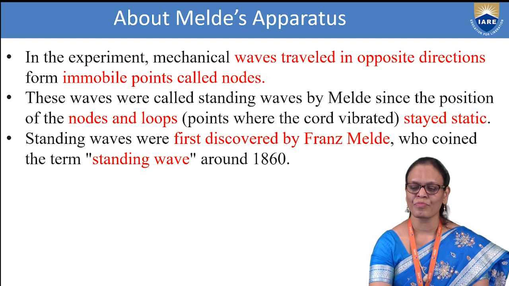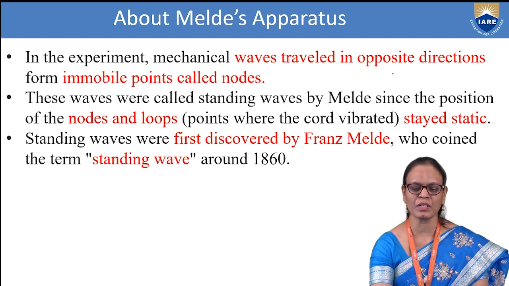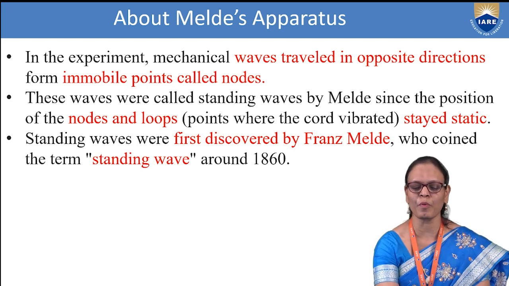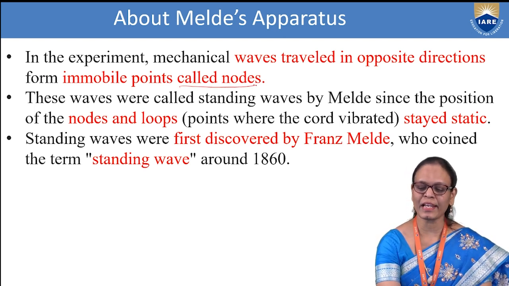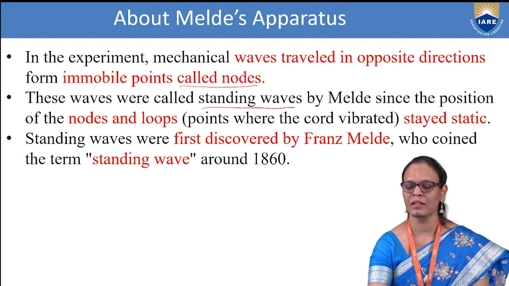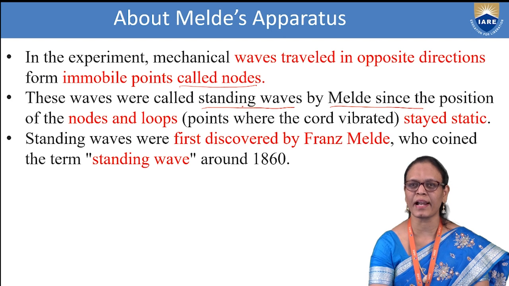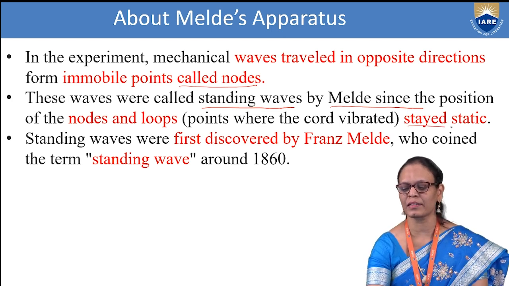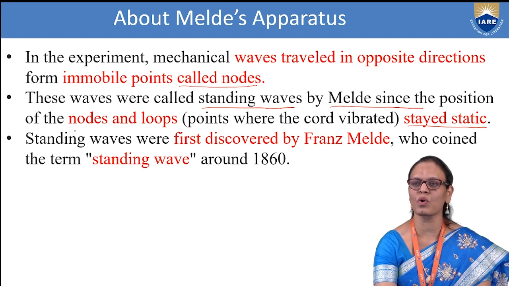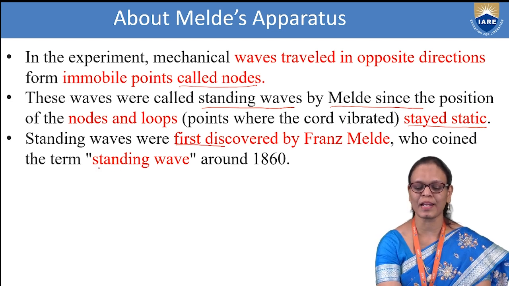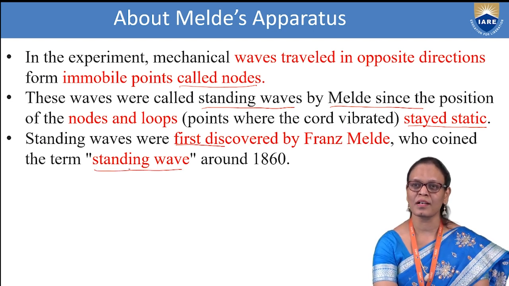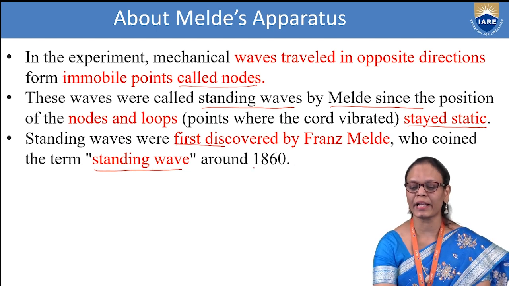Now in the experiment, mechanical waves traveled in opposite directions from two immobile points. Immobile points means the points which do not move, and we call them nodes. And these waves are called standing waves by Melde. Why he called them standing waves is because they remain static. Since the positions of the nodes and the lobes are static, he called them standing waves. So, standing waves were first discovered by Franz Melde, who coined the term standing wave. He was the first one who gave us this term, standing wave, in the year 1860.